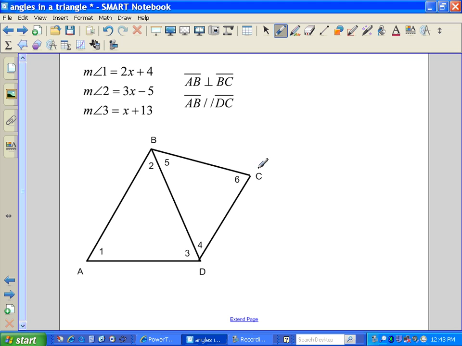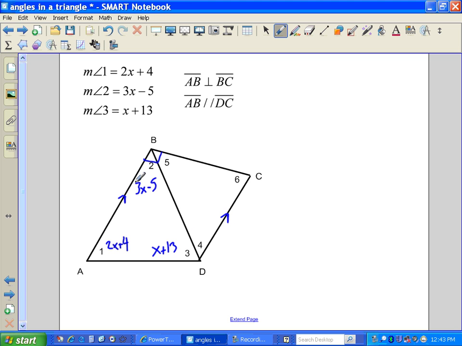Another one, with a little different setup. We'll keep with the blue and switch to green. Angle 1 is 2x plus 4. Angle 2 is 3x minus 5. Angle 3 is x plus 13. We also know that AB is perpendicular to BC, so right here I've got a right angle. And AB is parallel to CD. So there's lots of information going on in this little problem.